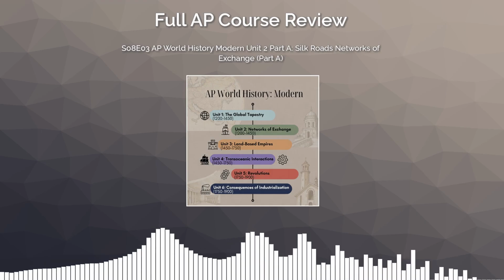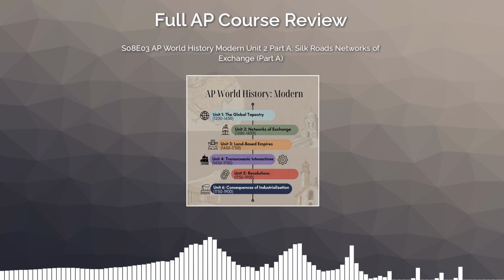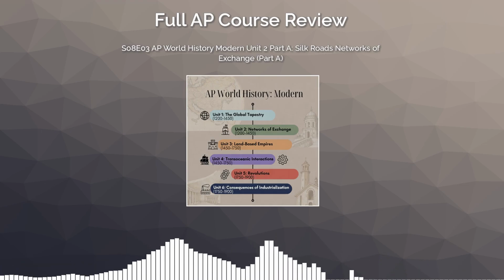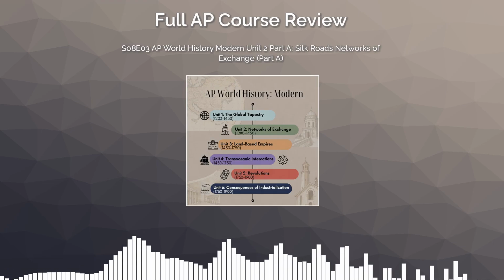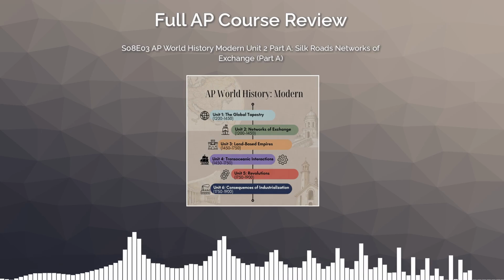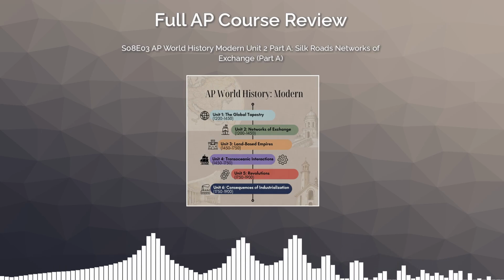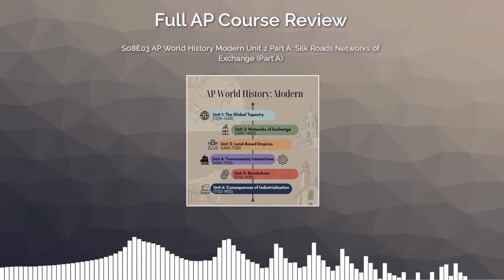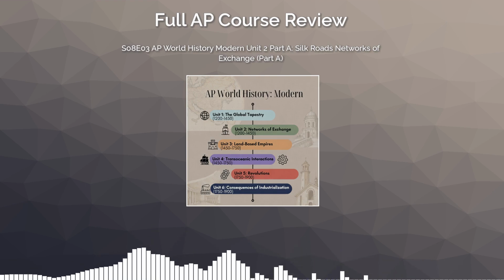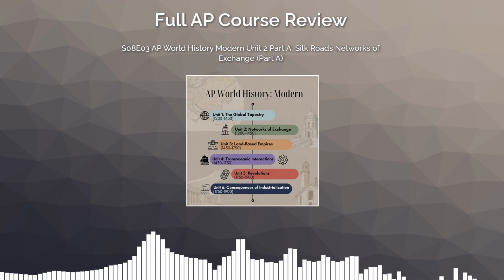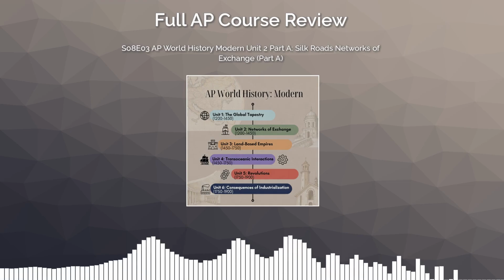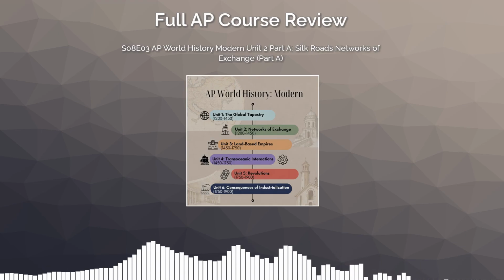Relay trade. Nobody goes the whole way. Now let's talk about relay trade, which is the second mechanism and arguably just as important. Here's another analogy. Think about how a relay race works. No single runner carries the baton the entire distance. They run their leg, hand it off, and a fresh runner takes over. Silk Road commerce worked almost exactly this way.